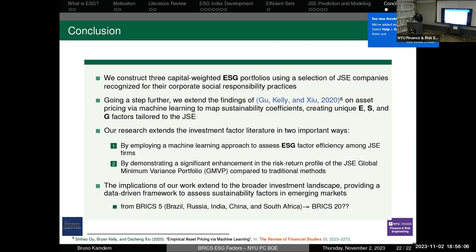Yeah, so it's a very interesting question. I think it would be interesting to look at maybe four or five years from now, because we have data from 2020 to 2023. So let's see what happened from 2023 to maybe 2026. Yeah, thank you for that question.